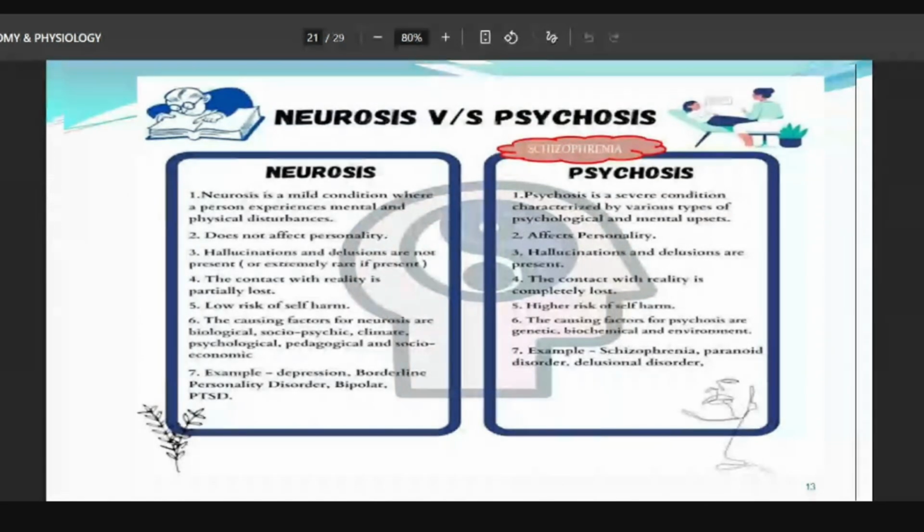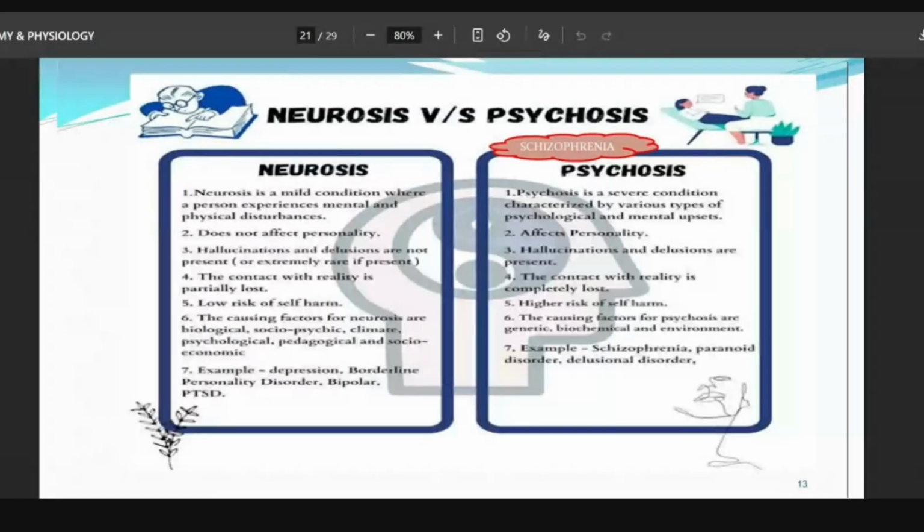ऑब्सेसिव हो जाते हैं ना कुछ लोग कि मुझे सफाई करनी है, I have to clean everything. व्हाट इज ओसीडी? न्यूरोटिक डिसऑर्डर या साइकोटिक? What do you think? Psychotic होगा. It is neurotic, huh? Because they do not lose touch with reality. They know what is right, what is wrong, but they are just obsessed with this fact that they have to clean everything, they have to take care of their health.